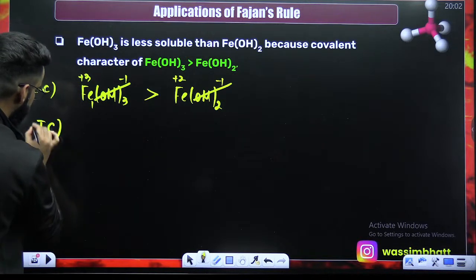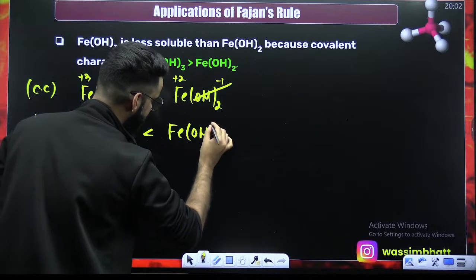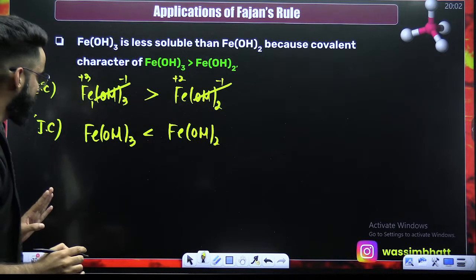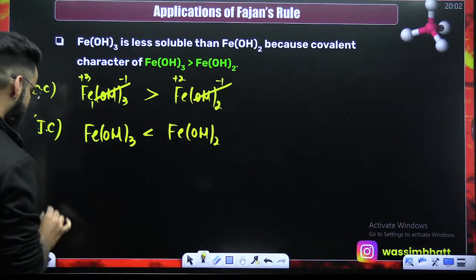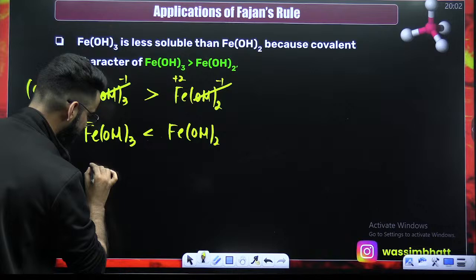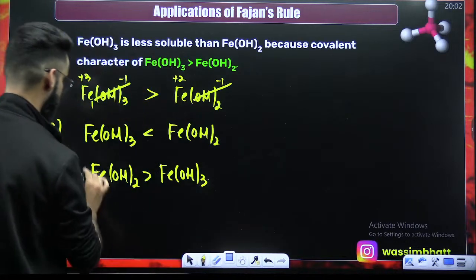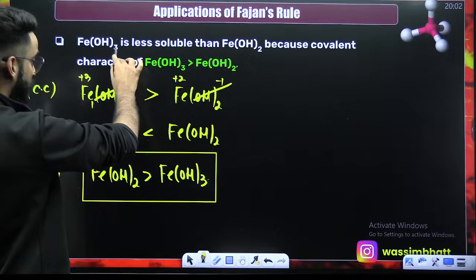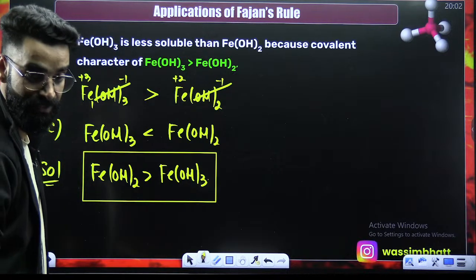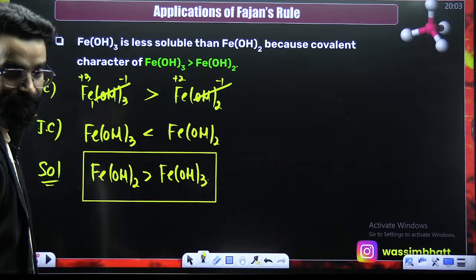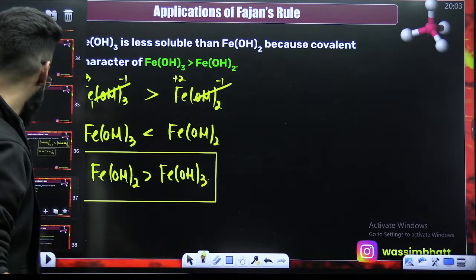Tell me the order of ionic character. The ionic character order will be the reverse. And ionic character is directly proportional to solubility here. So what about solubility? I would say Fe(OH)2 will be more soluble than Fe(OH)3. That's what would be mentioned here also: Fe(OH)3 is less soluble than Fe(OH)2, which is explained by Fajan's rule. I hope you're understanding the logic which I'm giving you.